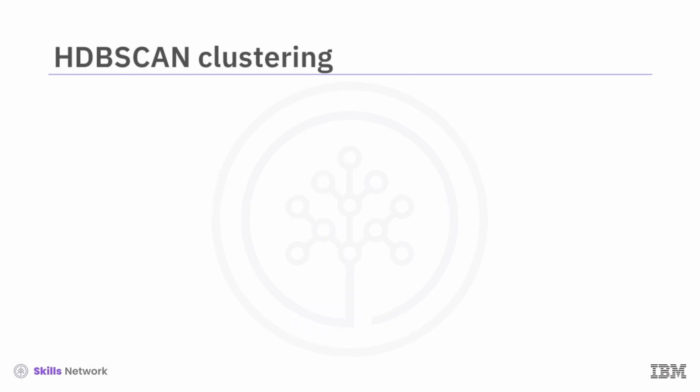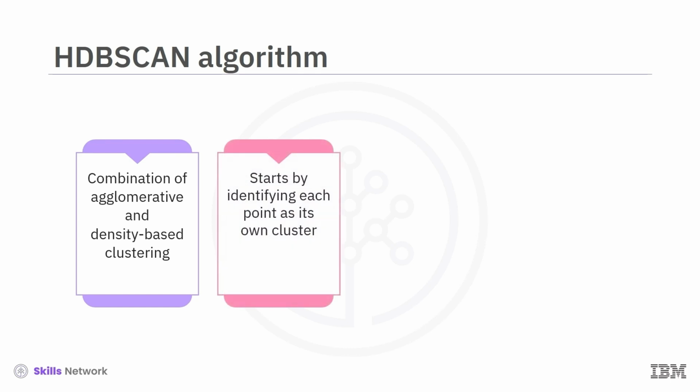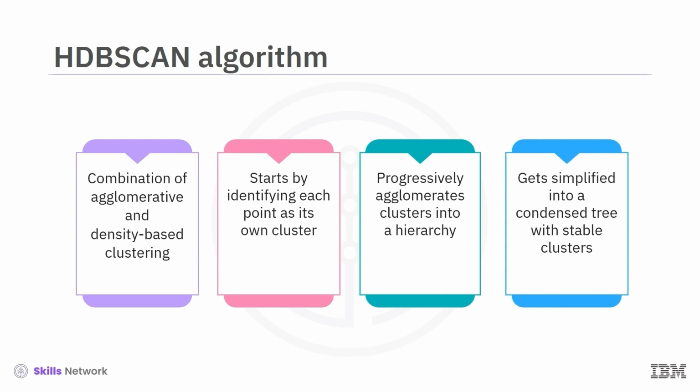The technical implementation details of HDBScan are somewhat complex. It is a combination of agglomerative and density-based clustering. HDBScan starts by identifying each point as its own cluster, effectively noise, then progressively agglomerates clusters into a hierarchy by incrementally lowering the density threshold. In this way, a hierarchical tree is constructed, which gets simplified into a condensed tree where only the most stable clusters across different density levels are kept.